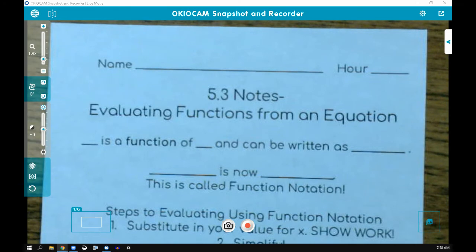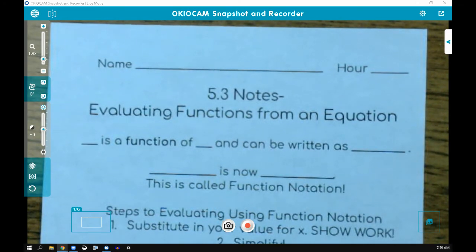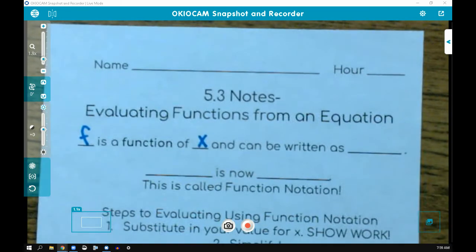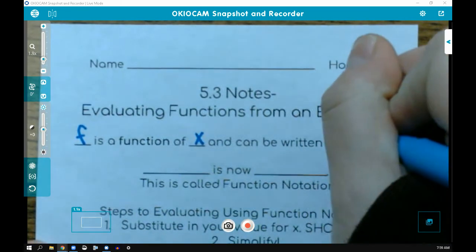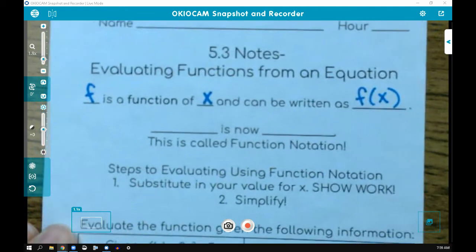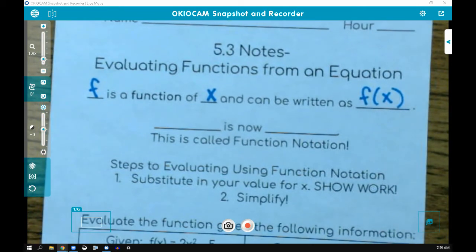Today we are evaluating functions from an equation. So, first thing we need to talk about is function notation. In math, f is a function of x and can be written like this, f of x. So it's f, open parentheses, and then the letter x, and we read that as f of x. The word of isn't there, but that's how we read it.